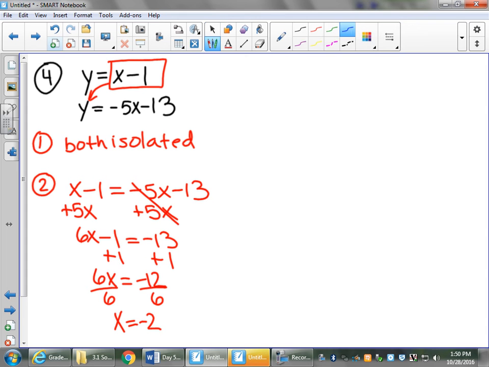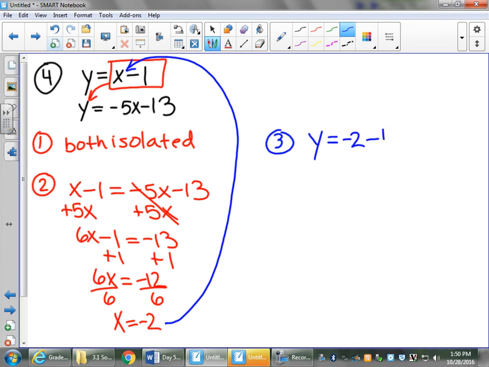Step 3 is still the same thing. Substitute again. Take your x value, put it into either or. I'm going to put it into this top one. Y will equal negative 2 minus 1. So y equals negative 3. And our solution becomes negative 2 comma negative 3.